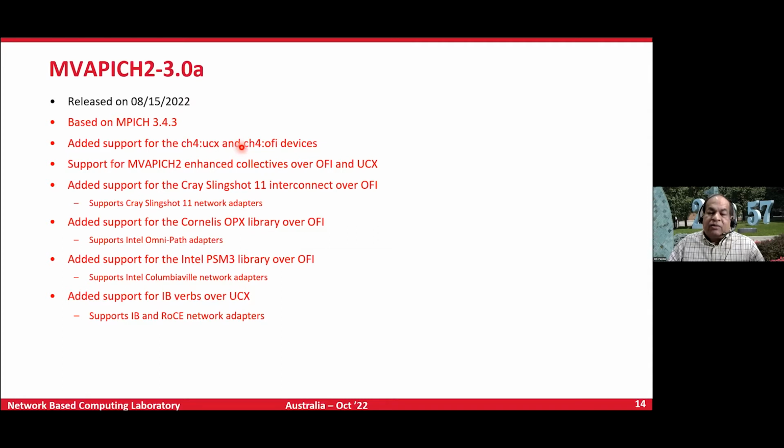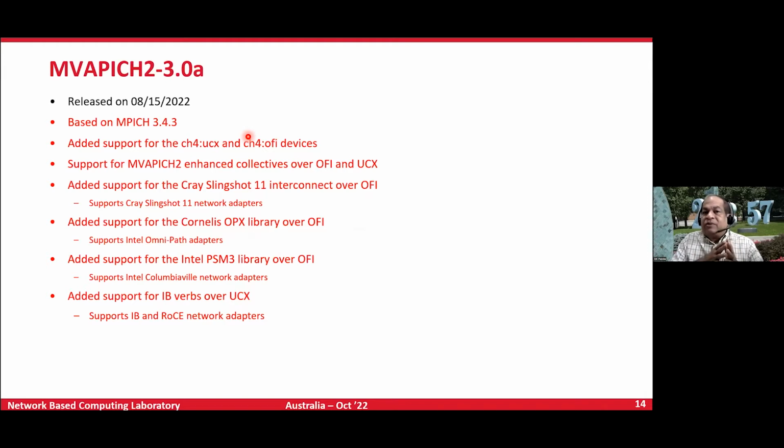This is where we now have support for both UCX and libfabric. Through that, you can run it over many other interconnects. Now we have support for even Cray Slingshot 11 over libfabric, and Cornelis networks. They have OPX, which is the newer version of the OmniPath drivers. We also support Intel PSM3 and also IB verbs over UCX. As of now, the 3.x series is still being developed. We'll have a new release in the next few weeks.